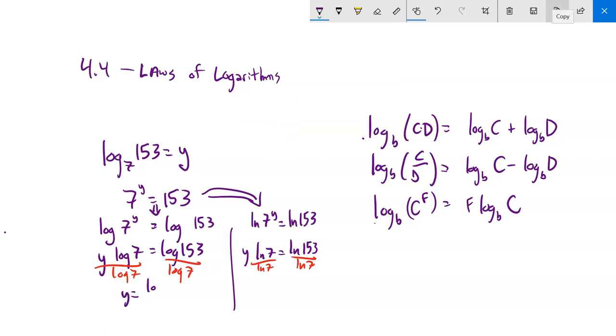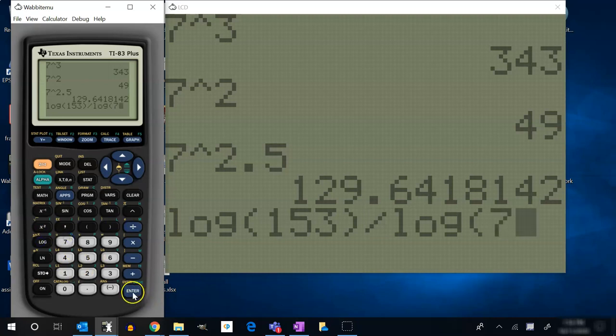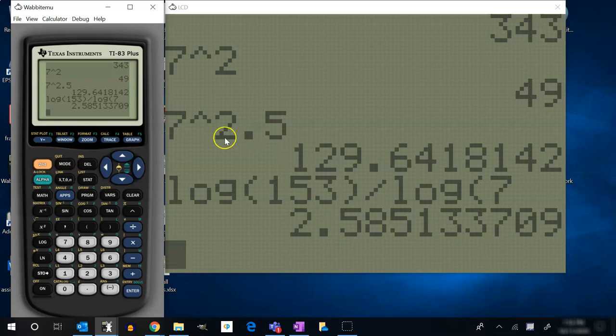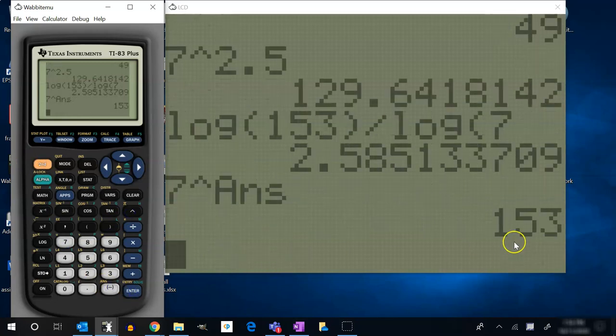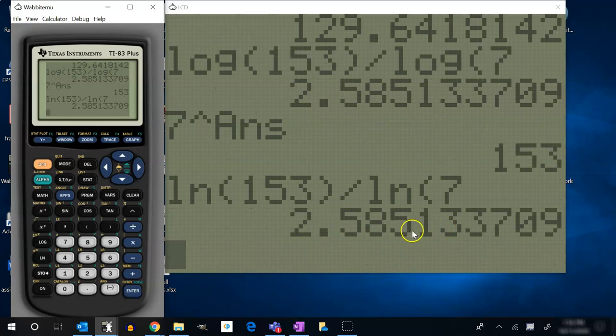So that means that y will equal log of 153 divided by log of 7, or natural log of 153 divided by natural log of 7. All right, let me try that on my calculator and see what happens. So log of 153, close off the parentheses, divide by log 7. 2.58, and so on. I was getting closer to it with a 2.5. Remember what we were trying to solve was 7 to what power is 153? So if I go 7 to the power of this answer I just got, it gives me 153. And the parallel thing on the other side with natural log means I could get it by going natural log of 153, close off the parentheses, and divide by natural log of 7, and get the same answer. So I'm going to say about 2.585.